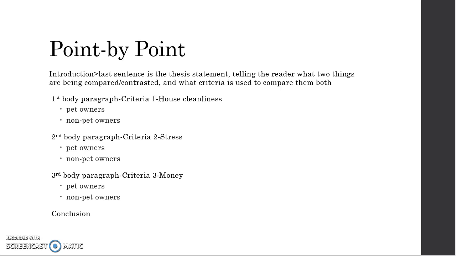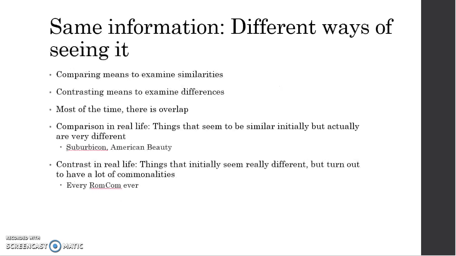Then the third body paragraph, everything is about money. So how pet owners are now broke because they're spending all their money on pet toys, versus non-pet owners never are broke because, well, they don't have pets. It's a little bit of a reach, but we'll go with it. Either of these is perfectly fine to set up your paper in. It's really up to you what makes the most sense to you. It's the same information, different ways of seeing it.